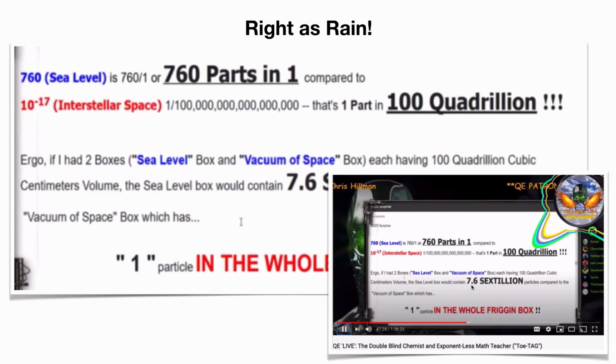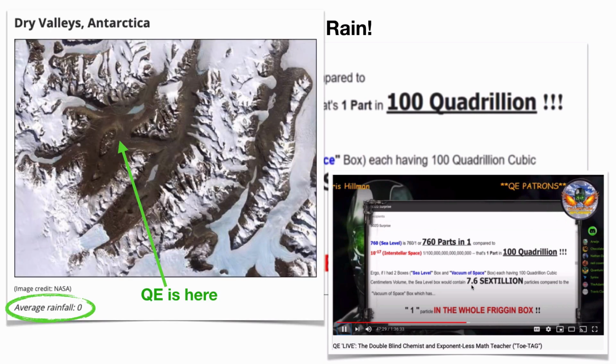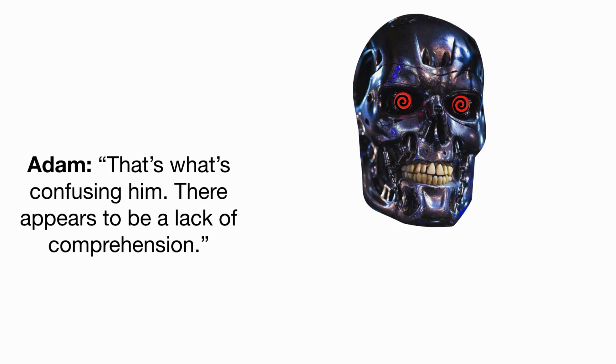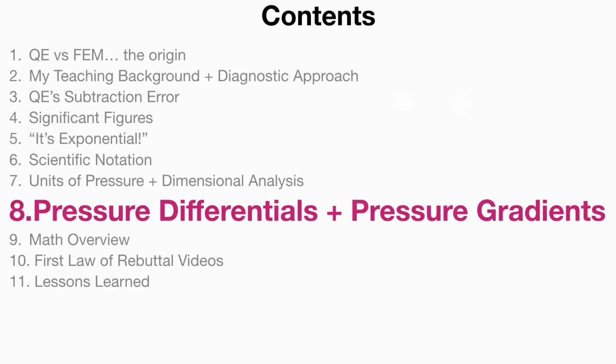This is as right as the rain. And he calls this entire exercise right as rain. Well, I guess that depends on where you live. Anyway, that's what's confusing here. It appears to be a lack of comprehension. Yes, I agree, Adam. There appears to be a lack of comprehension.